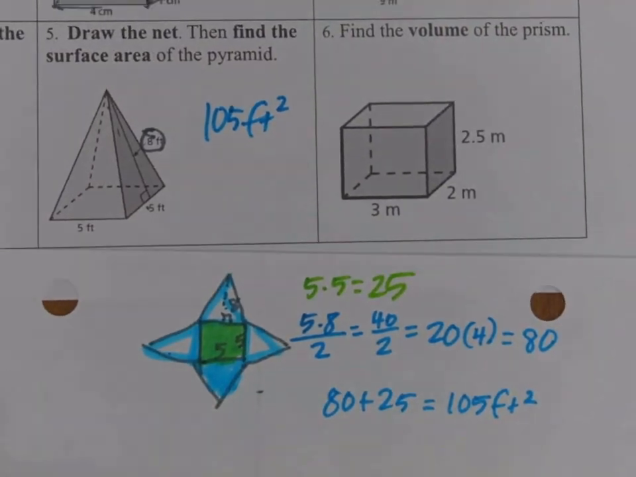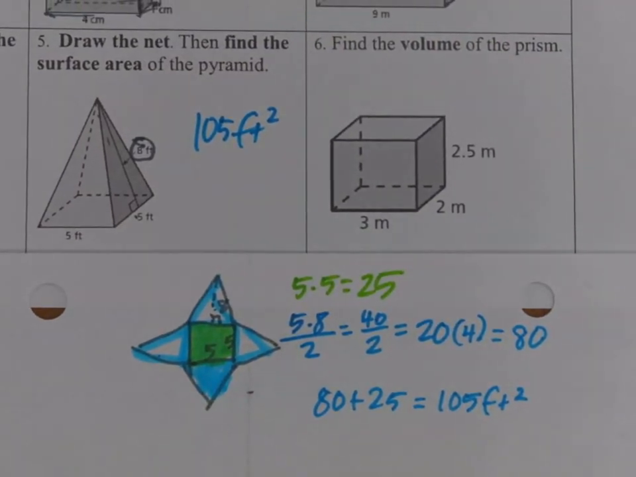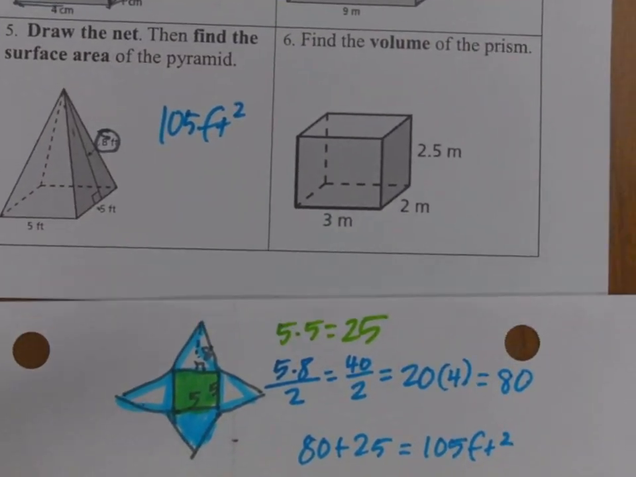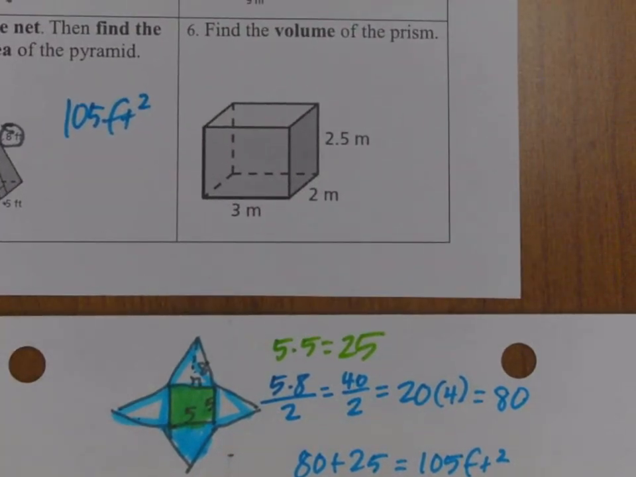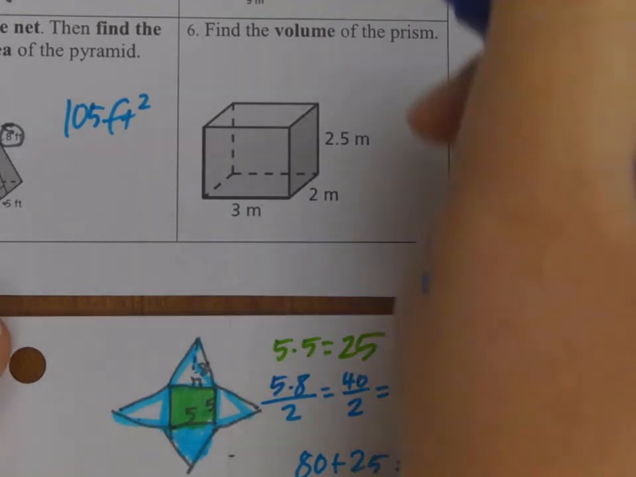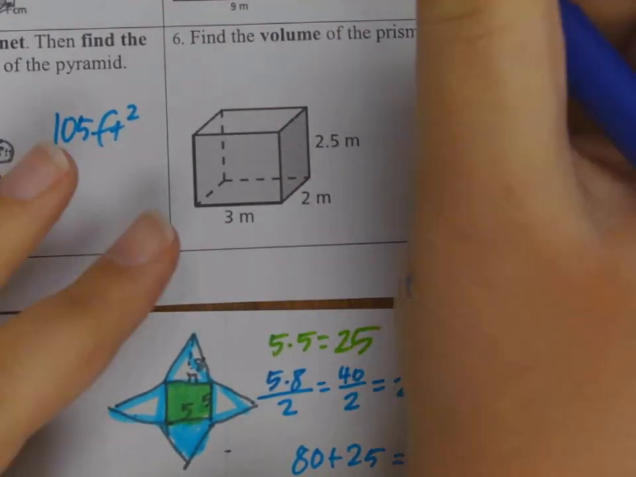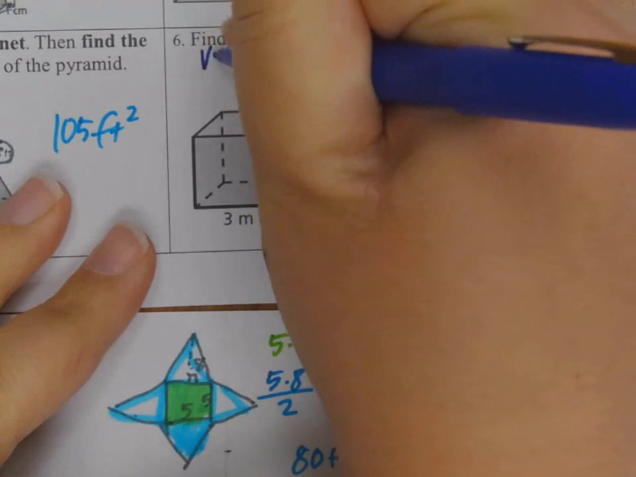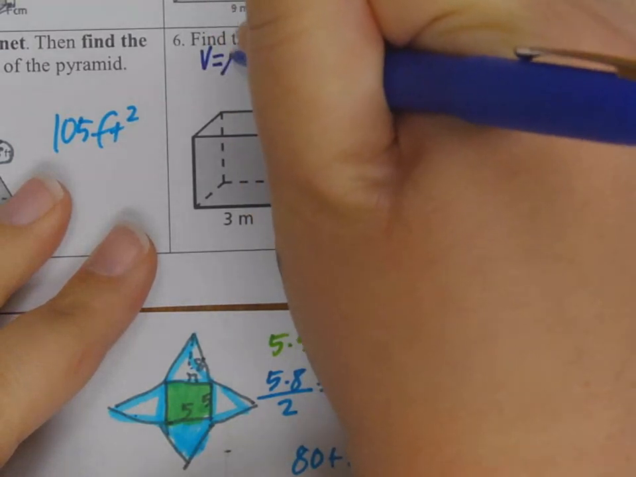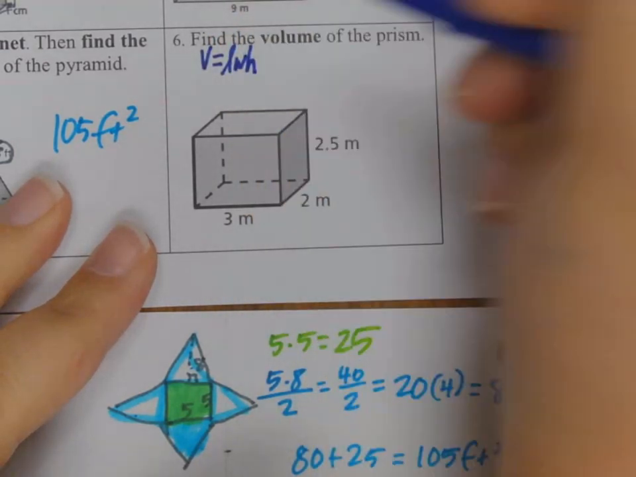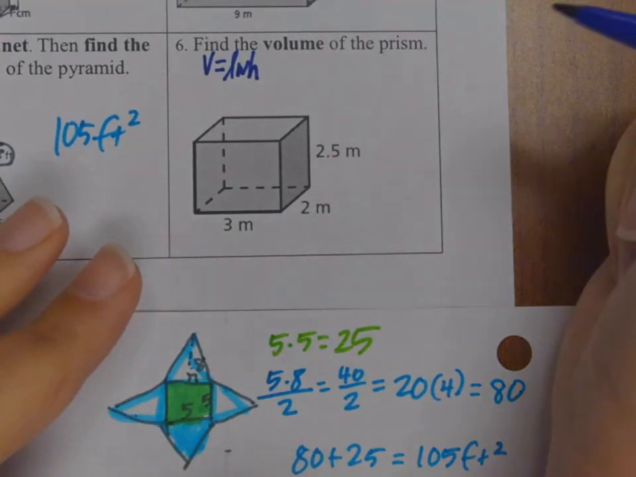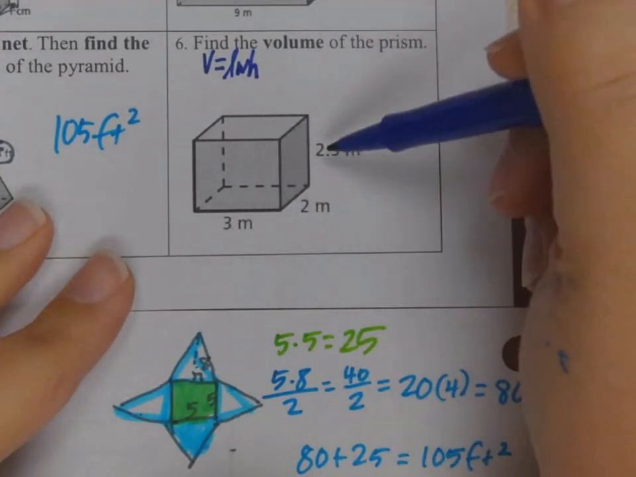Okay, so those were our pyramids. And then last up we have volume. Now volume, we didn't actually talk much about in class. You've had to do this one on your own at home. Luckily, it is not too difficult. You just follow the formula. Volume equals length times width times height. Okay, so that just means you're going to times these 3 numbers together.